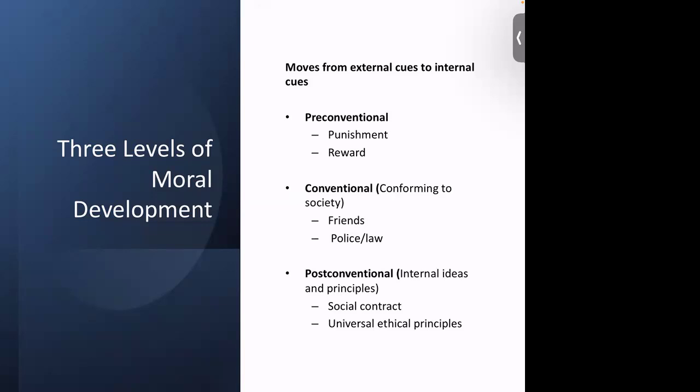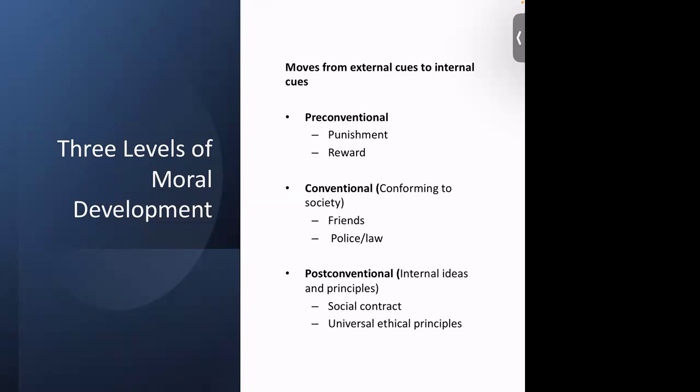The middle stage here, conventional, means that the person starts conforming to society, that what they're doing is because they want to conform to the rest of society. In the first half of this stage, people want to have friends. They want to be popular. So somebody might do something to make themselves popular. And the second half of the stage is they just want to follow the law.